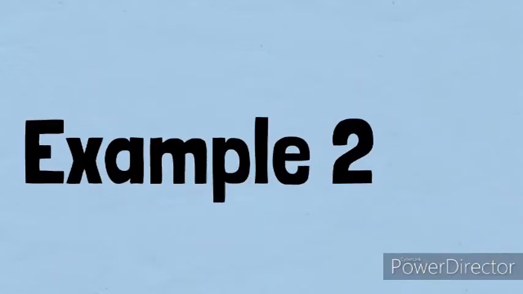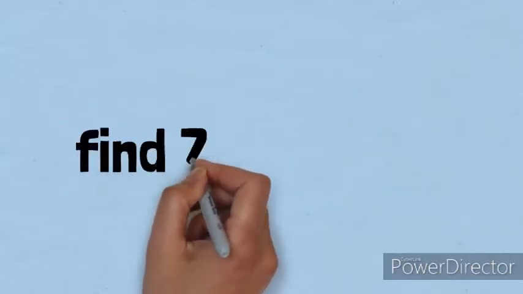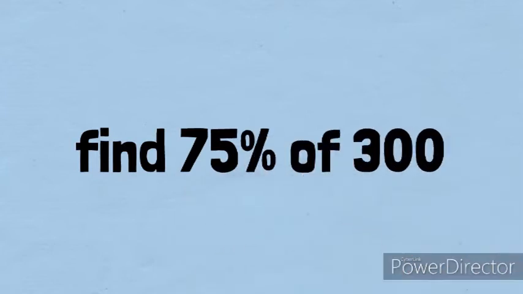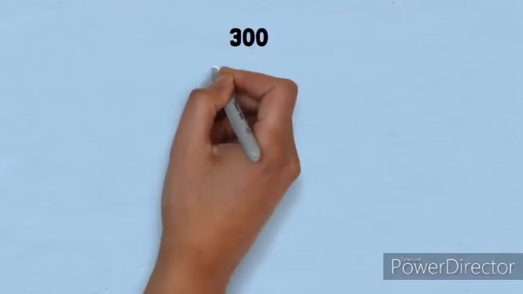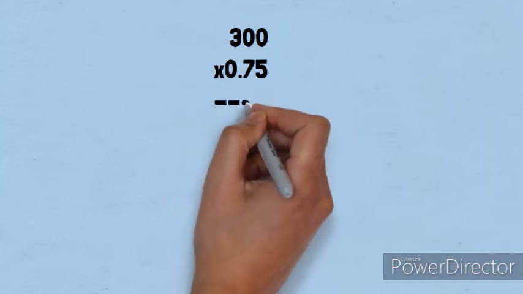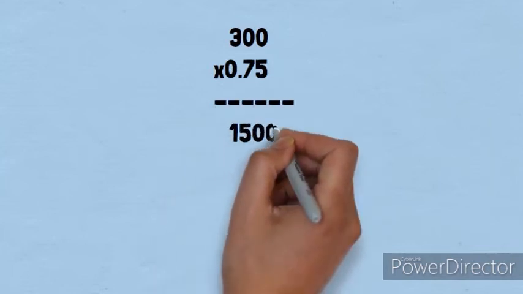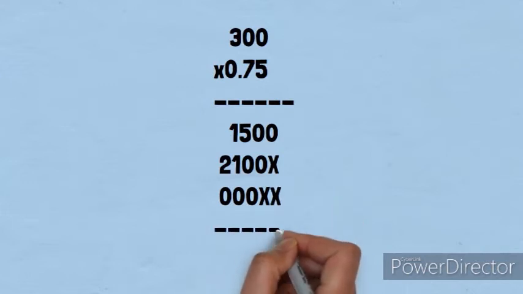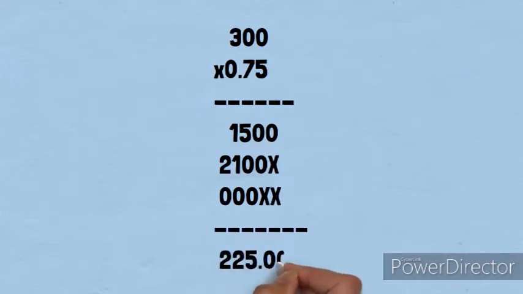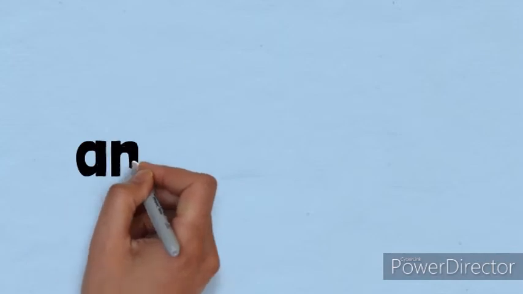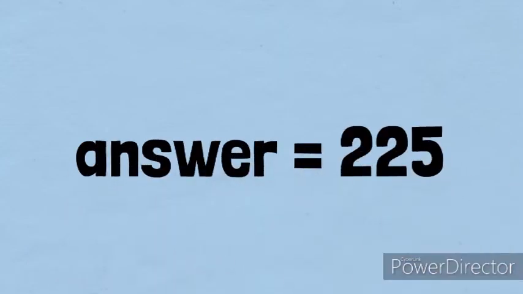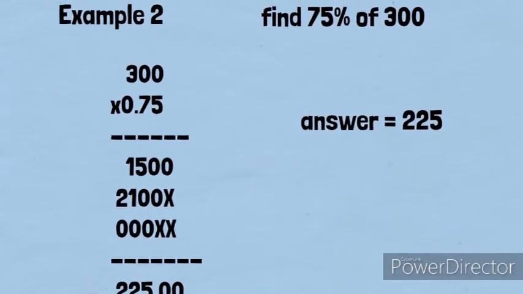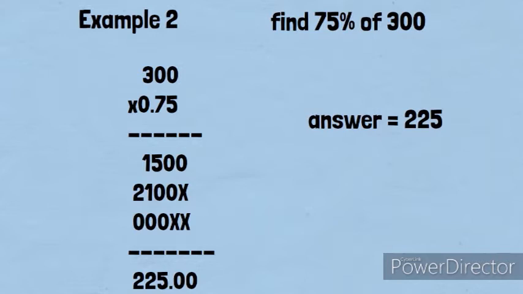Example 2. Find 75% of 300. First, convert 75% into decimal form. That's 0.75. Now multiply 300 times 0.75. That gives you 225 as your answer. So 75% of 300 is 225.